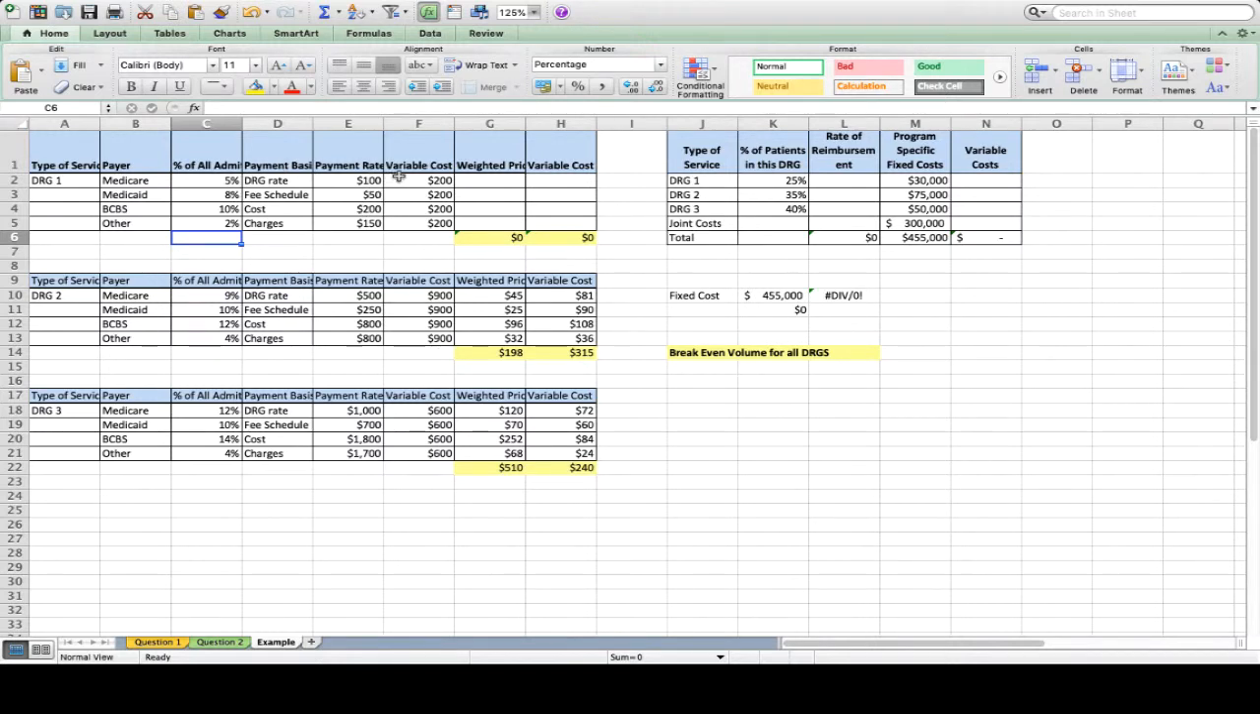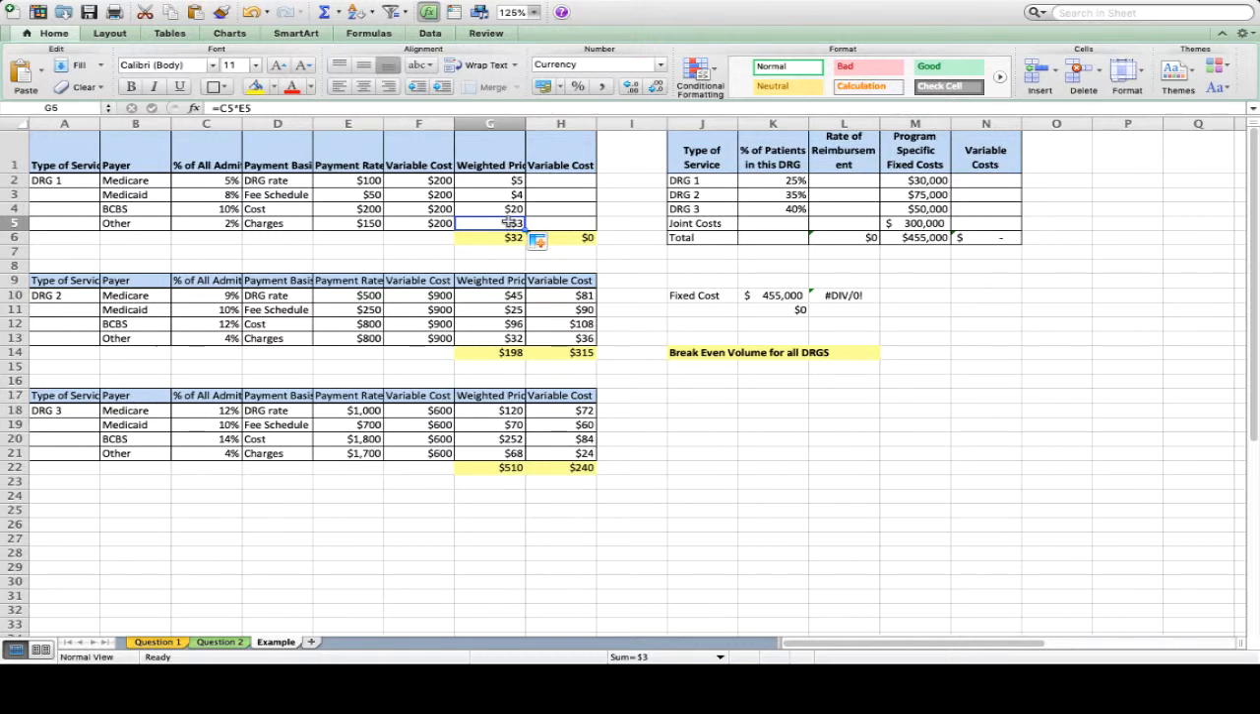So if I'm taking Medicare, if 5% of my patients are in Medicare, then we need to actually take that weighted price. So we need to take the percent of all admissions times our payment rate. And if I do that all the way down, my weighted price is different for each payer. So all of that changes based on how this looks.